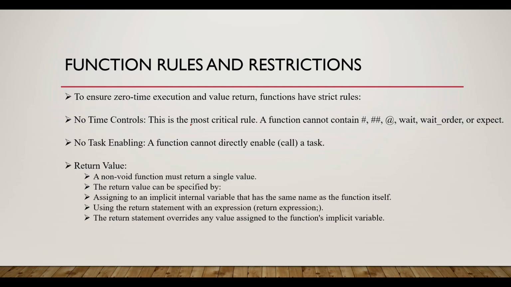Now the return value. A non-void function must return a single value. Whenever you are not declaring a void function, your non-void function will return a single value, and it is mandatory. The return value can be specified by assigning to an implicit internal variable that has the same name as the function itself. Or you can use the return statement with some expression. By using an expression, you can also return a value, and the return statement will override the assigned value. This is the kind of return you can expect from the function.